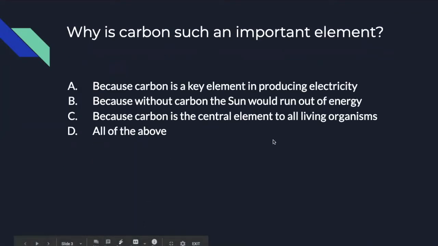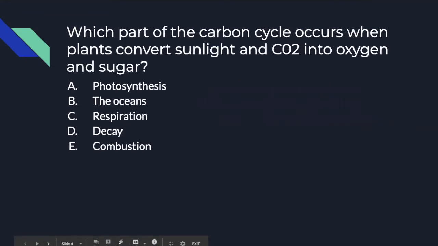Why is carbon such an important element? A, because carbon is a key element in producing electricity. B, because without carbon, the sun would run out of energy. C, because carbon is the central element to all living organisms. Or D, all of the above. Writing down your best answer for me. Again, you can pause if you need more time, but we're moving on to the next question now.